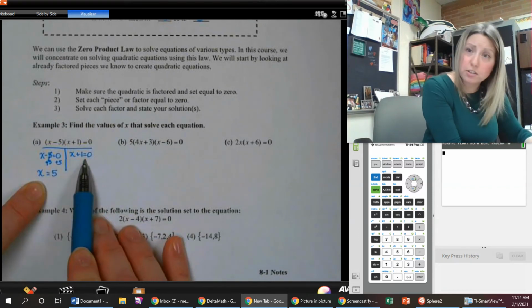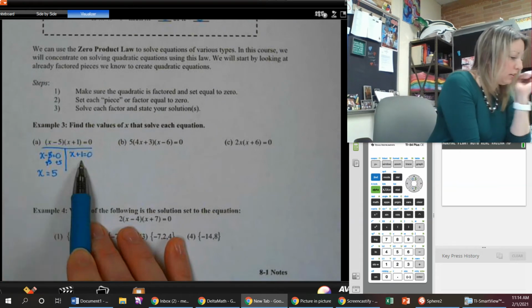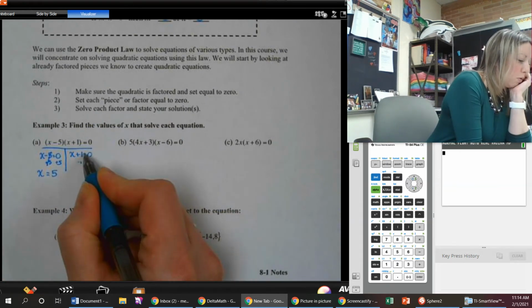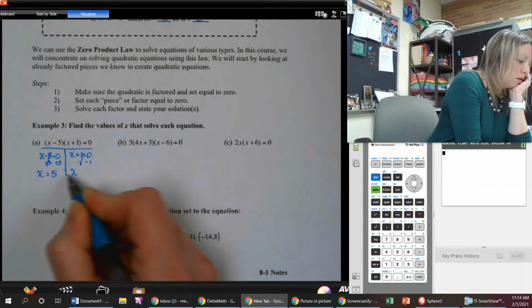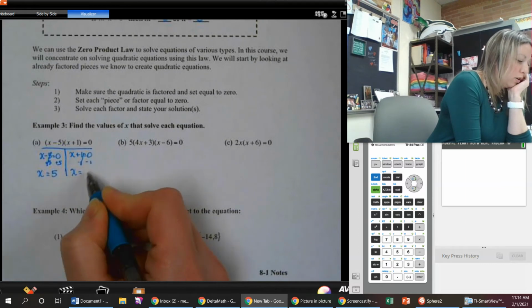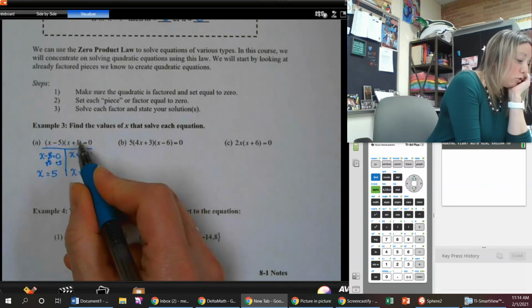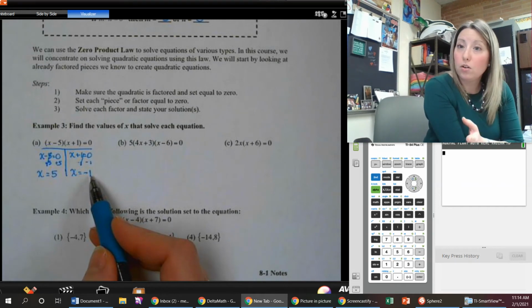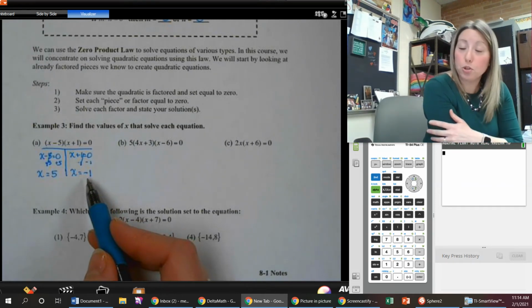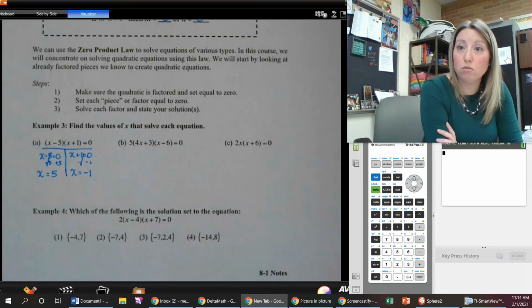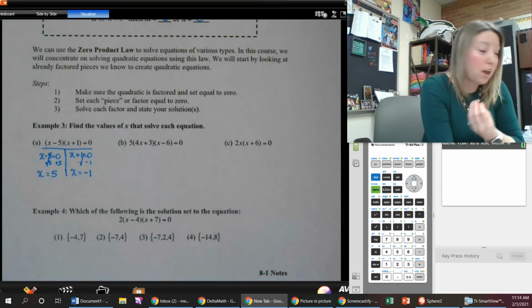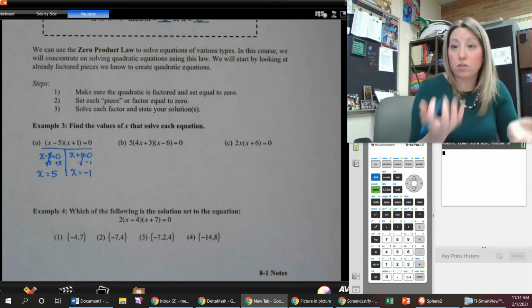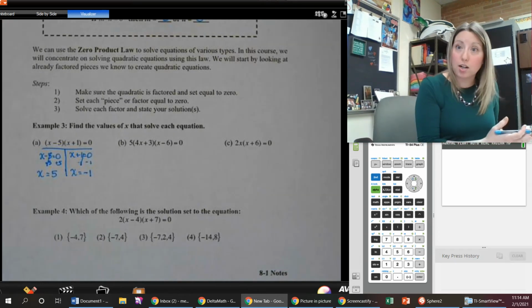For this factor to be 0, then let's see. Well, this side we would subtract 1 from both sides to get x alone. 0 minus 1 is negative 1. So for this side to have been 0, x has to have equaled negative 1. Those are our two answers for x. If x is 5, you would get one of the two factors to be 0, and that would work. If x is negative 1, you would get one of the two factors to be 0, and that would work.